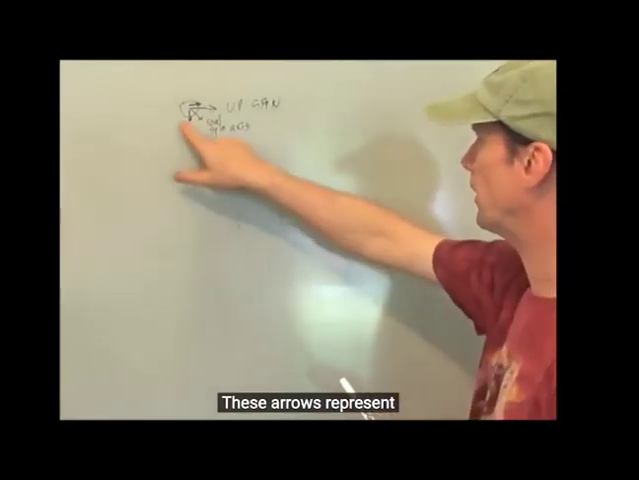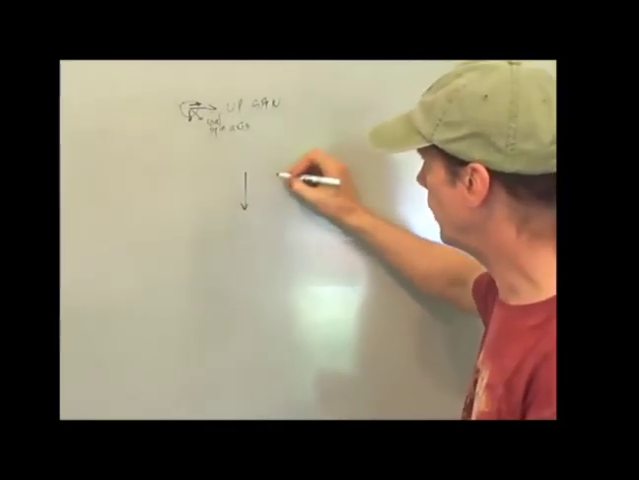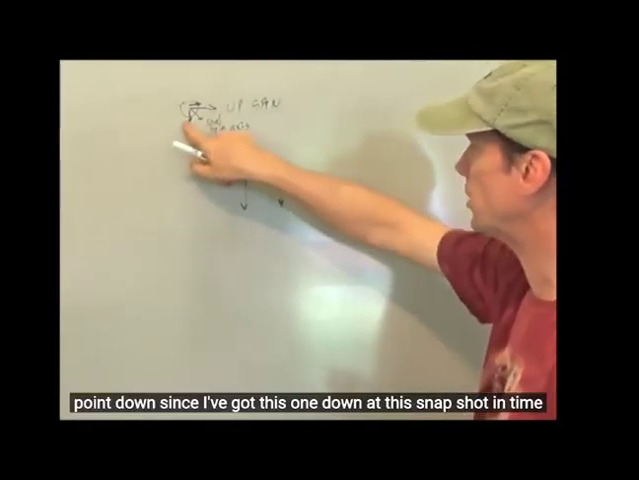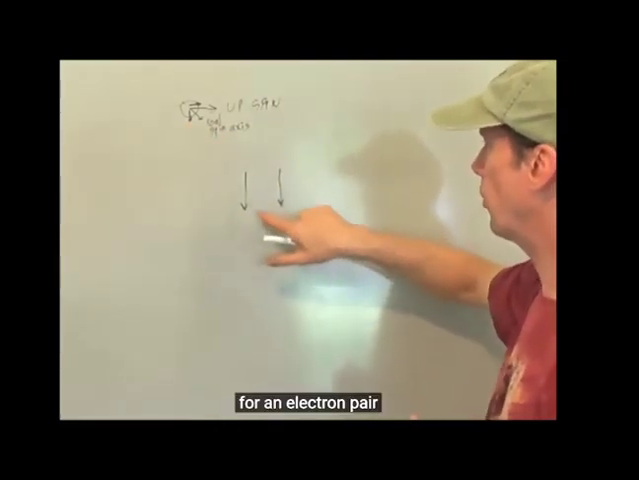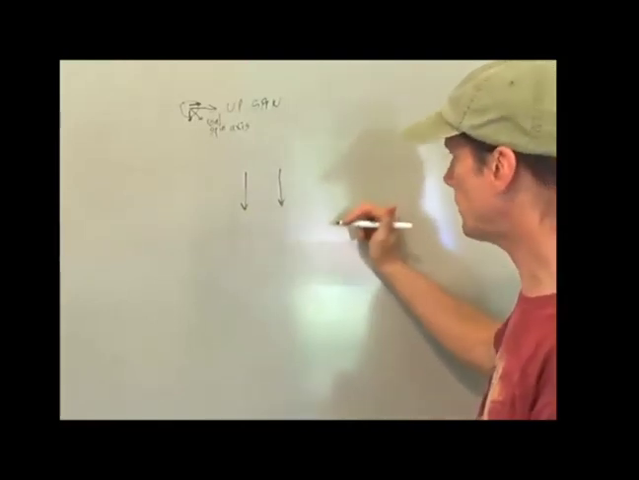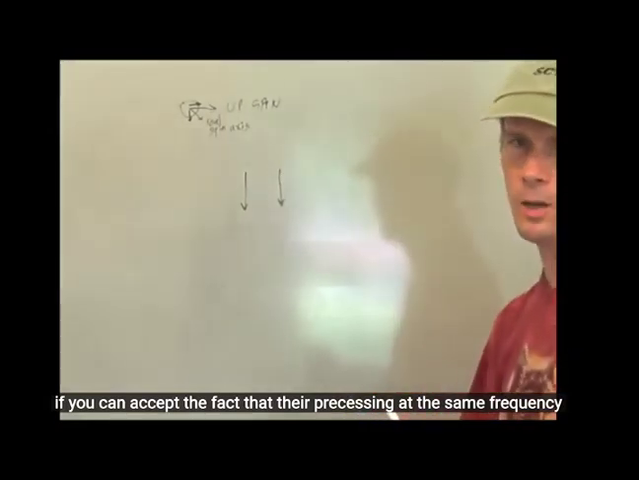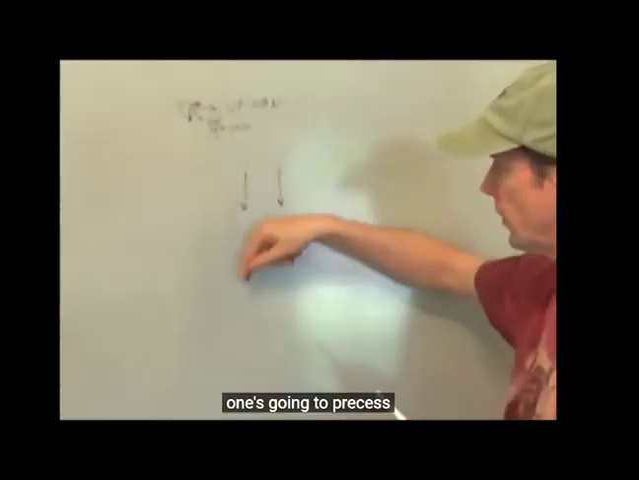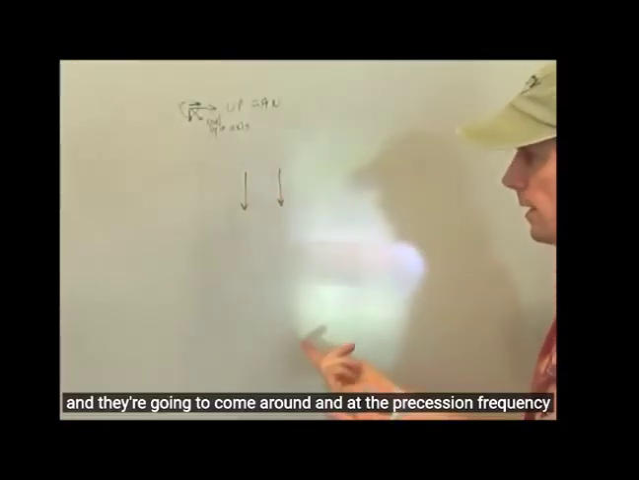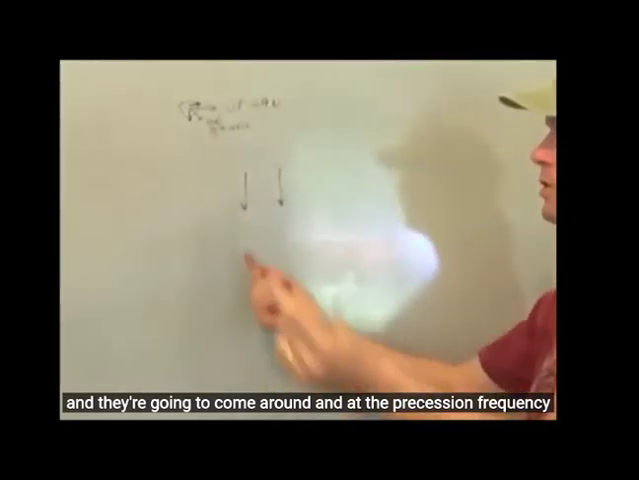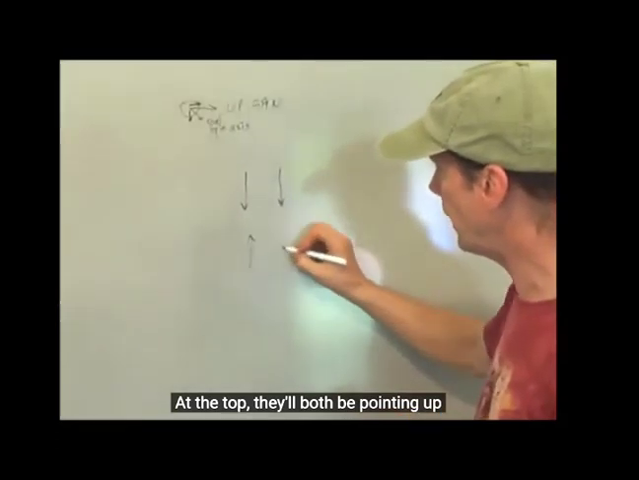These arrows represent, I guess, to make it more clear, I should point down, since I got this one down at this snapshot in time. So that's represented by these for electron pair. So if you can accept the fact that they're precessing at the same frequency, one's going to precess out of the board and the other's going to precess into the board, and they're going to come around, and at the precession frequency they're going to cross at the top and both be pointing up.